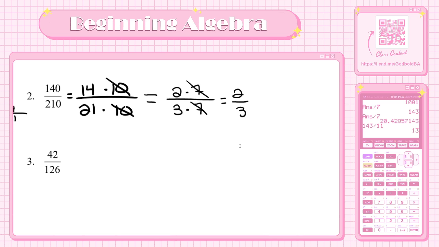So let's try the next one. 42. Well, I know it's definitely divisible by 2. It's 2 times 21. So you can write it step by step like this. And then what I like to do is just keep going on the numerator until I get it to all prime numbers. 2 times 21, and then 21 is 3 times 7. Okay, 126, that one's a little harder. It's definitely 2 times something. 2 goes into 12 6 times, and then it goes into 6 3 times, so it's 2 times 63.